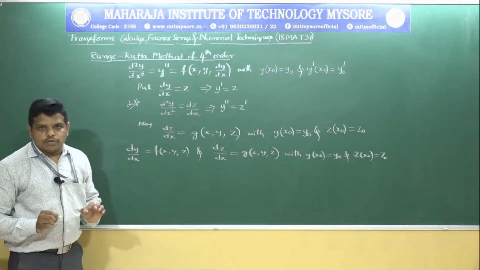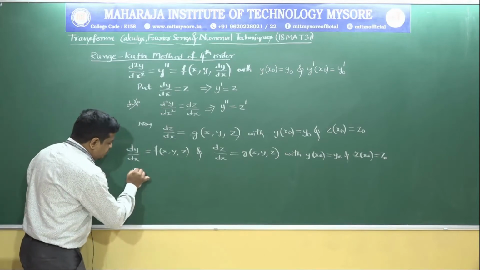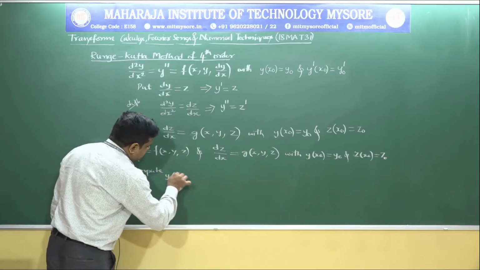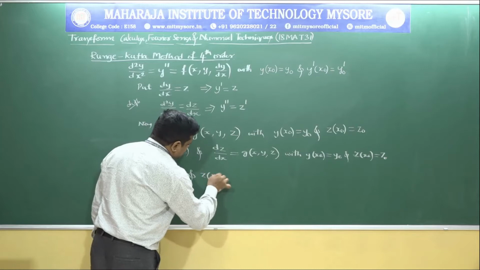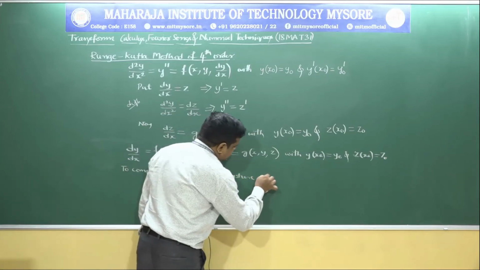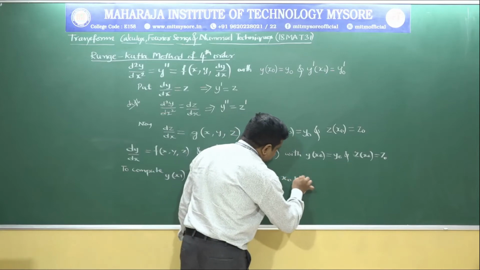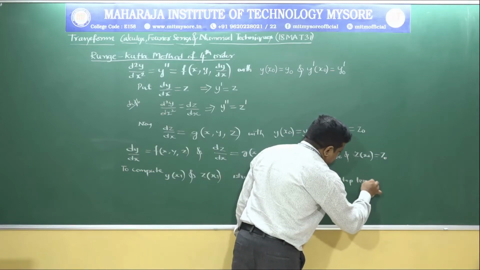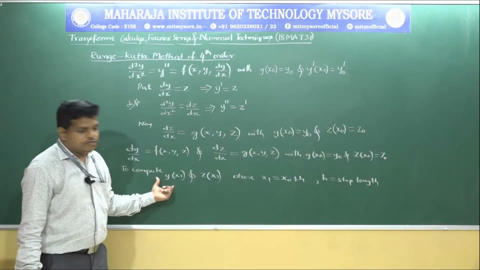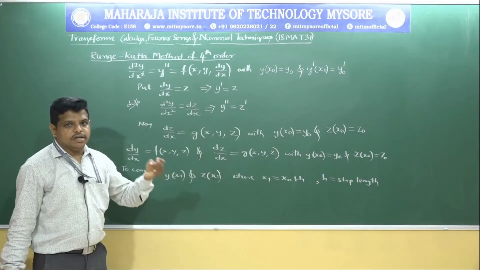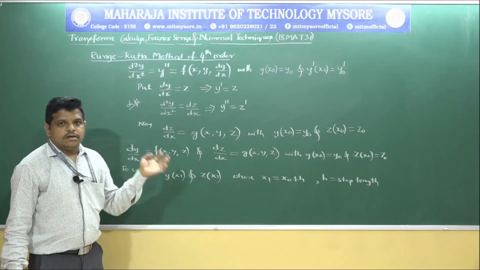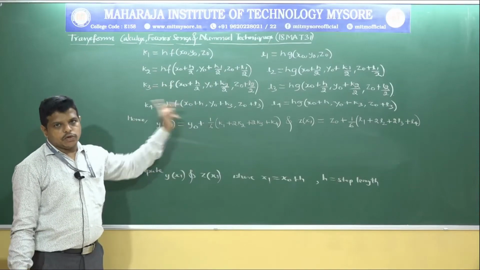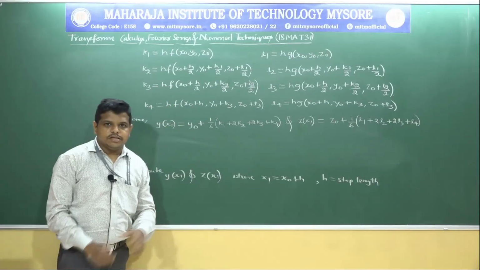By using the Runge-Kutta method of fourth order, we need to compute y of x1 and z of x1, where x1 equals x naught plus h. Here h indicates the step length of the interval. Before finding y of x1 and z of x1, we need to compute k1, L1, k2, L2, k3, L3, k4 and L4, and the formulas are as follows.